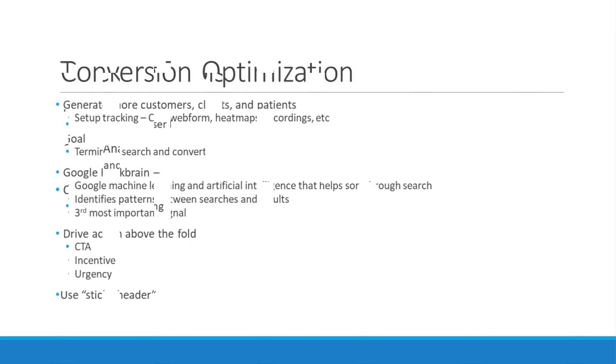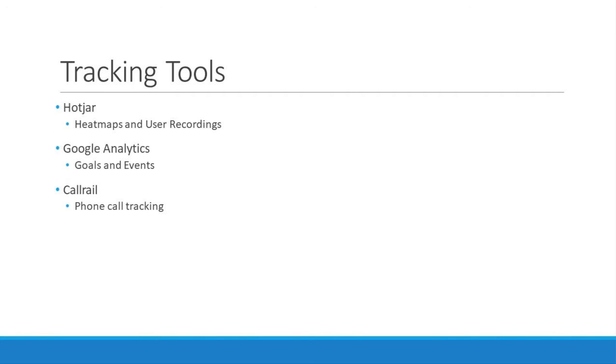So some of the tracking tools that we're going to use are Hotjar, for heat maps and user recordings, Google Analytics for goals and events, and CallRail for phone tracking. I'm not going to set up CallRail phone tracking, and I'm not going to set up events, but what I am going to do is show you how to set up Hotjar and the heat maps and user recordings, and how to set up Google Analytics and a goal. So let's jump into the site and start taking a look at what we do to set up for conversion and optimization.